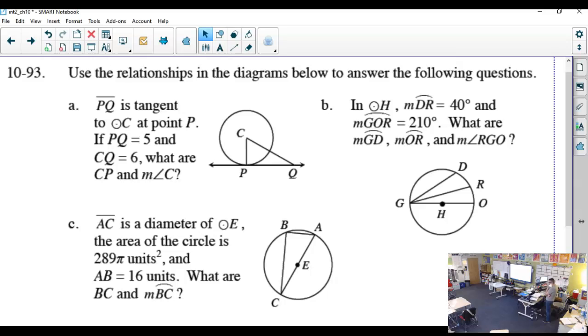Are we doing B? Yeah, absolutely. So wait, what did you guys get? You got radical 11 and 56.4. Sweet. Let's do B. HDR is 44. GD.